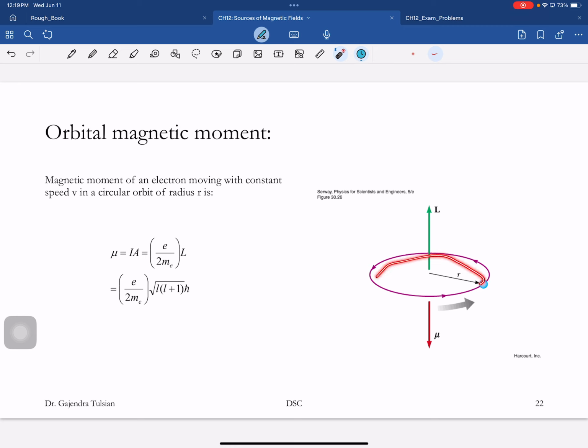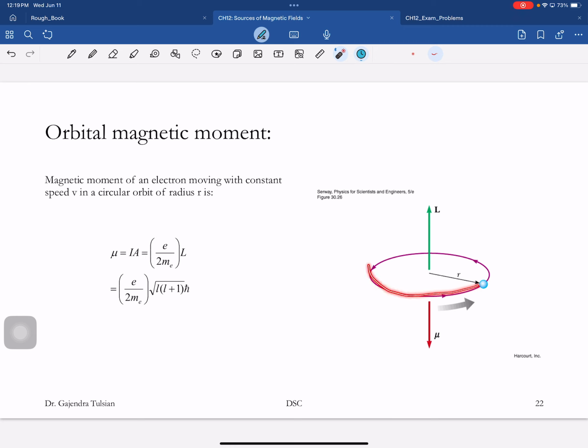All right, so here's an electron going around. When an electron goes around like that, it's really a current going in the opposite direction. And a circular current behaves like a magnet, and the strength of the magnet is I times A. I is the current, and A is the area of the loop.